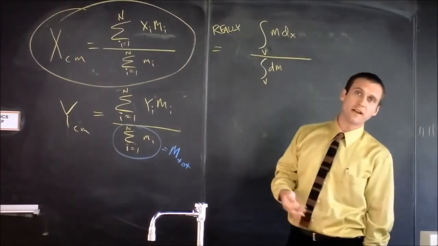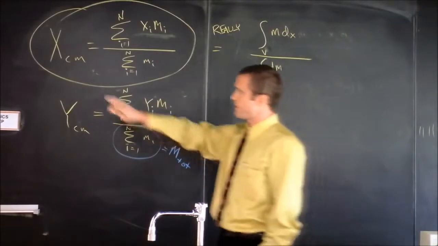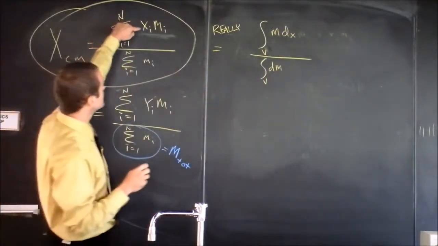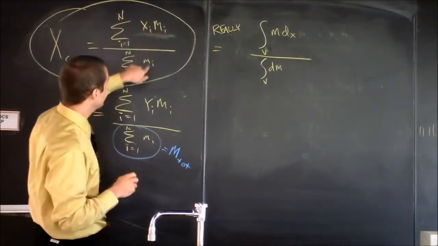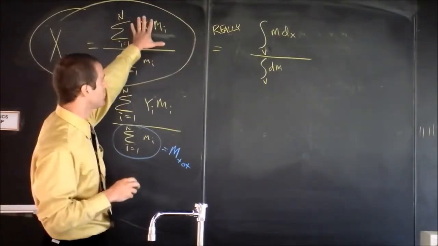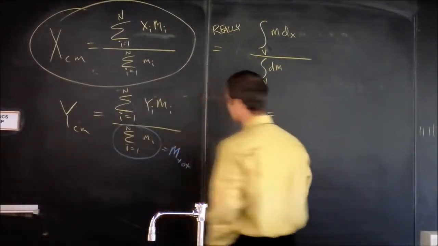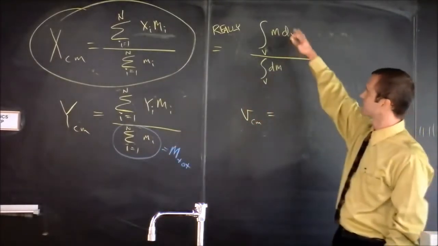We can also find other averages of this. Notice that the position of the center of mass has units of position because this is position times mass, and it's divided by mass, so it has units of position. We could find the velocity of the center of mass. The velocity of the center of mass, well, you want to use the calculus language?